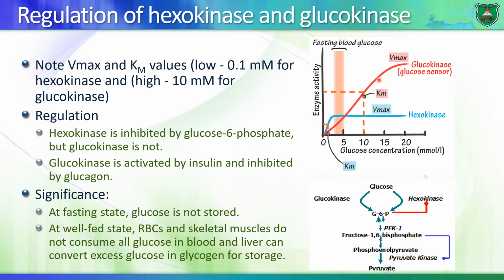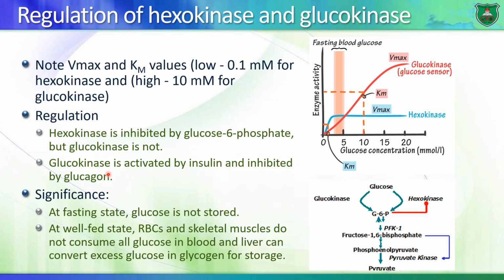And Vmax is higher for glucokinase. Okay, so why is that? There's something different as well. Hexokinase is inhibited by glucose 6-phosphate, but glucokinase is not. Another thing is that glucokinase is activated by insulin and is inhibited by glucagon. So why is that?